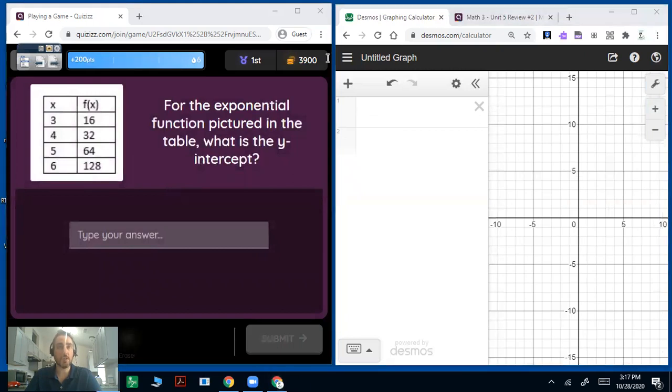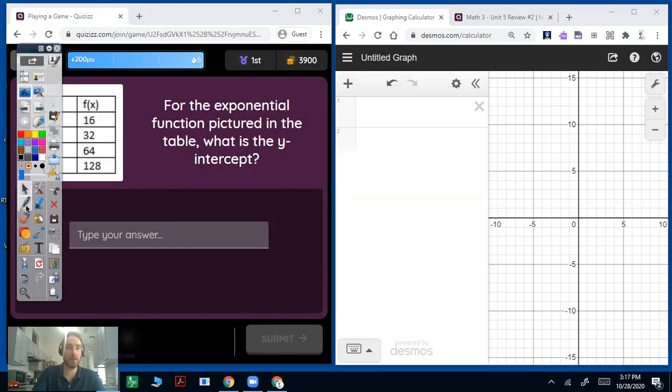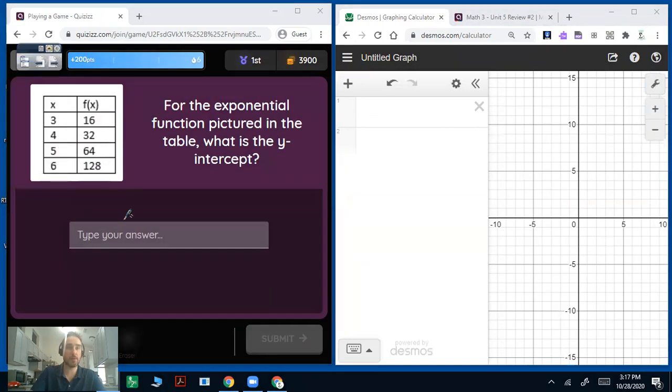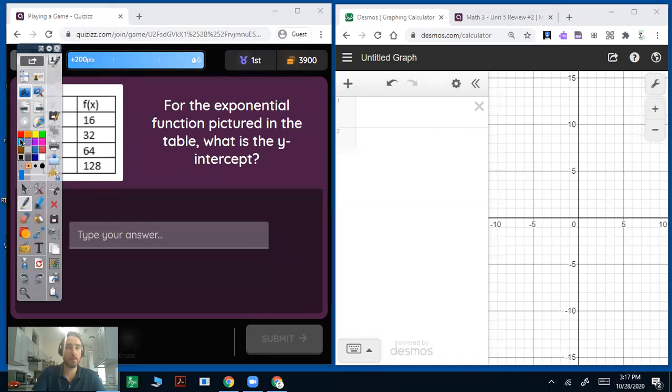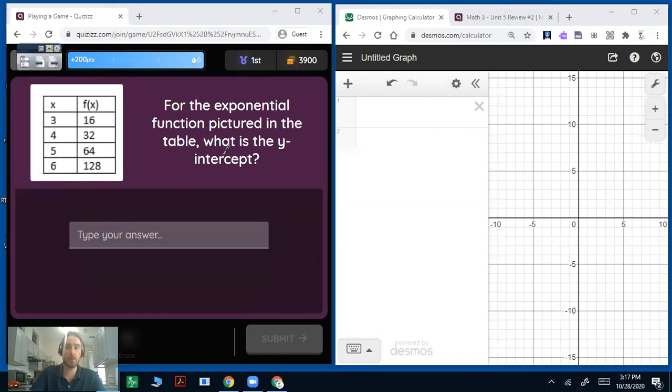All right, for the next question. For the exponential function pictured in the table, what is the y-intercept? The y-intercept is when x equals 0. So we have a table that starts at 3. We do have to work backwards. So I'm going to rewrite this table. We'll do it in blue, over here.